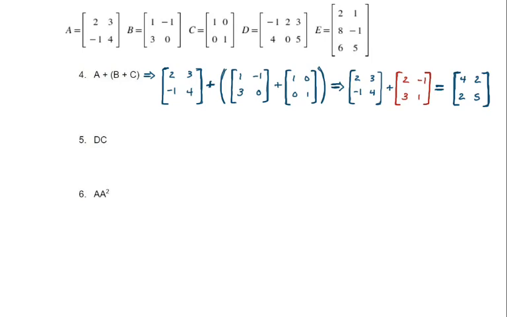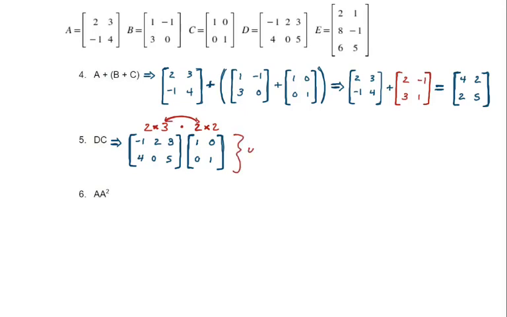For example 5, we want to perform D times C, which would be multiplication there. So I'm going to write the two matrices first. So D is a 2 by 3 and C is a 2 by 2. So we have to check to see if this multiplication is defined. So I have a 2 by 3 and I want to multiply by a 2 by 2.